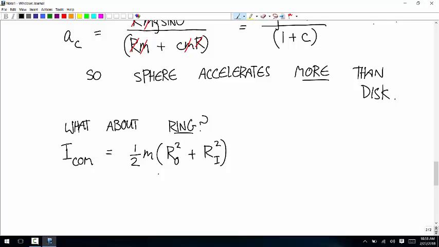And so the more the material is spread out to the outside, the slower it's going to accelerate. Yep.